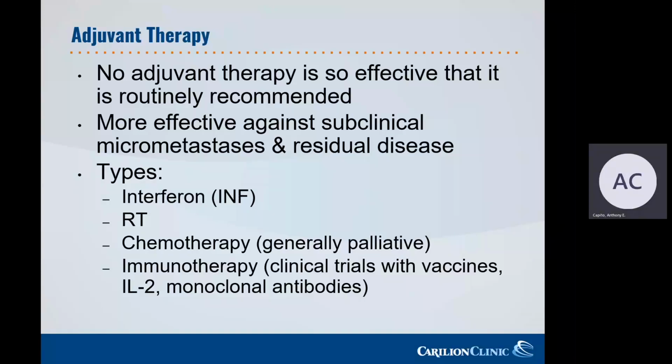So there's a bunch of adjuvant therapies. None are routinely recommended as none of them are great. There are some used against subclinical micrometastases. There's interferon, which has horrible side effects. Radiation therapy is also not good. The chemotherapy is for palliative cases. And the most research is done on immunotherapy. There are clinical trials with vaccines, monoclonal antibodies.